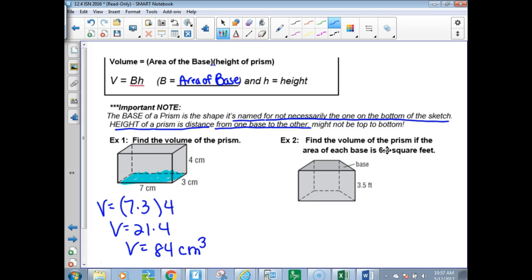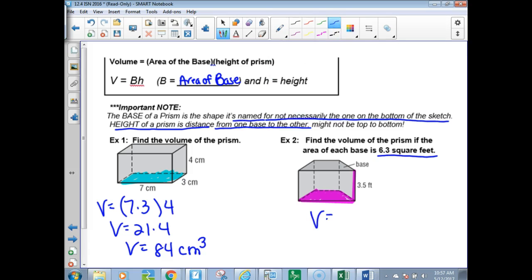Find the volume of the prism if the area of each base is 6.3 square feet. Now it's already given us the area of the base. We didn't have to calculate that one. Some of them we will have to calculate, like the area of a trapezoid. That one is a trapezoidal prism. This is the base and the height. The base on the top is the same as the base on the bottom.